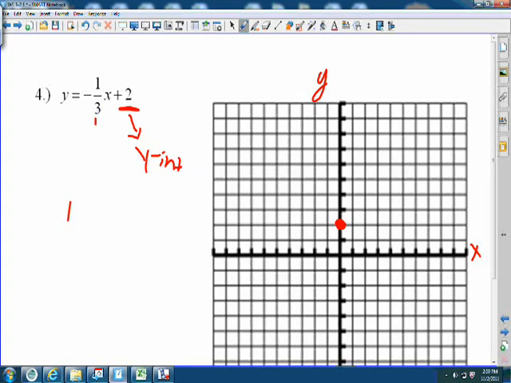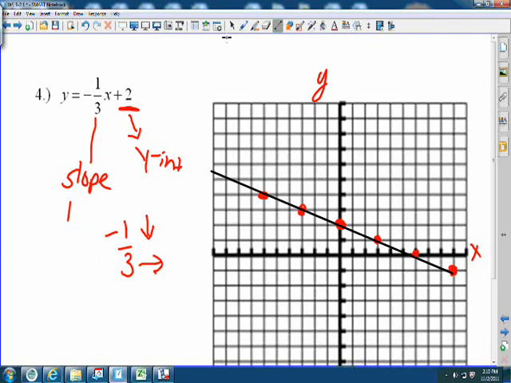Now my slope this time is already a fraction. It is negative 1/3. The negative, I'm going to put with the top number. It's going to tell me to go down 1, and the bottom number is always going to tell me to go to the right at first. So I'm going to start at the y-intercept, go down 1 and to the right 3, and put a dot. Down 1, to the right 3. Now I can go backwards by going up 1 to the left 3. Now I can draw my line to connect my dots.